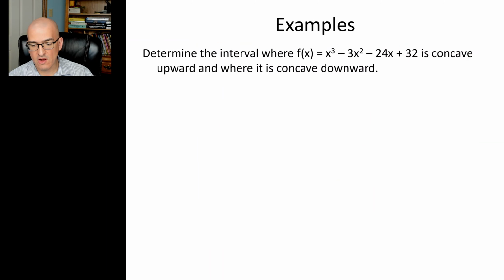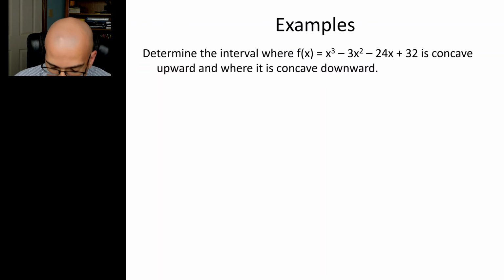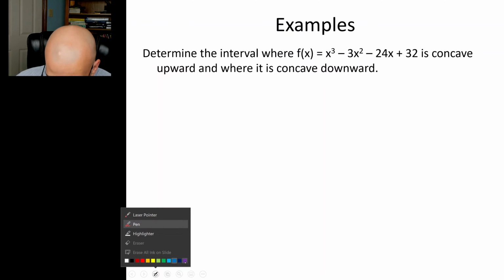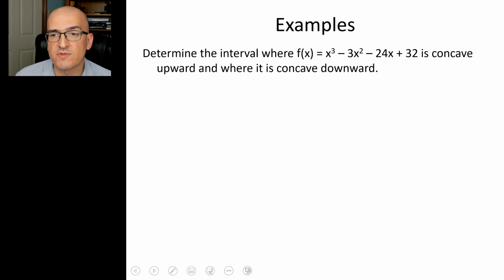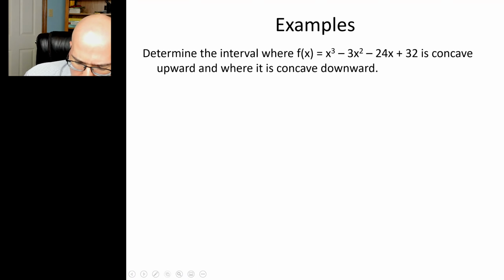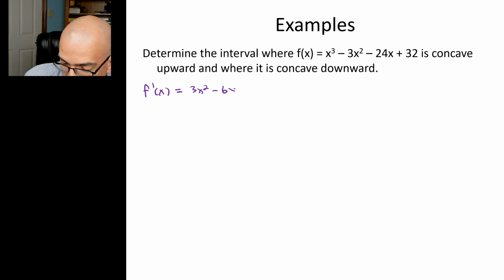So let's do a concrete example. Determine where this cubic function is concave up and where this cubic function is concave down. Yes, we can draw it. Yes, we can use graphing software to draw it, but no, that's not a good way to do it. It's better to rely on an algebraic approach because it's going to give you the exact answer and not an eyeball estimate. Okay, f prime of x, we're going to take the first derivative, 3x squared minus 6x minus 24.